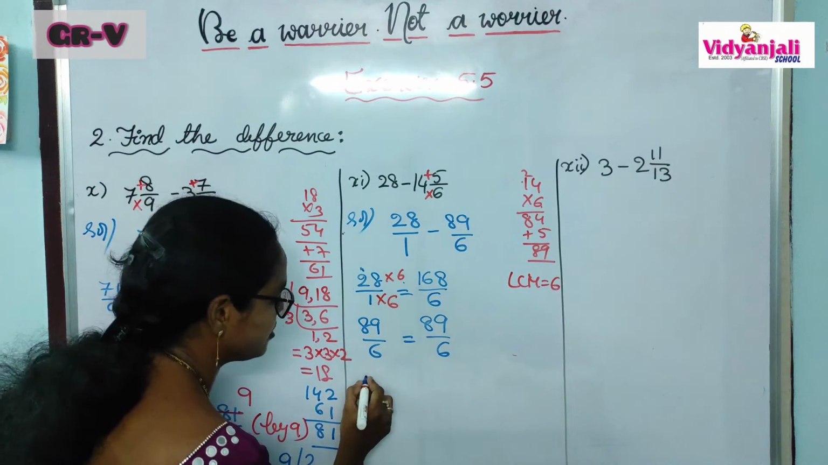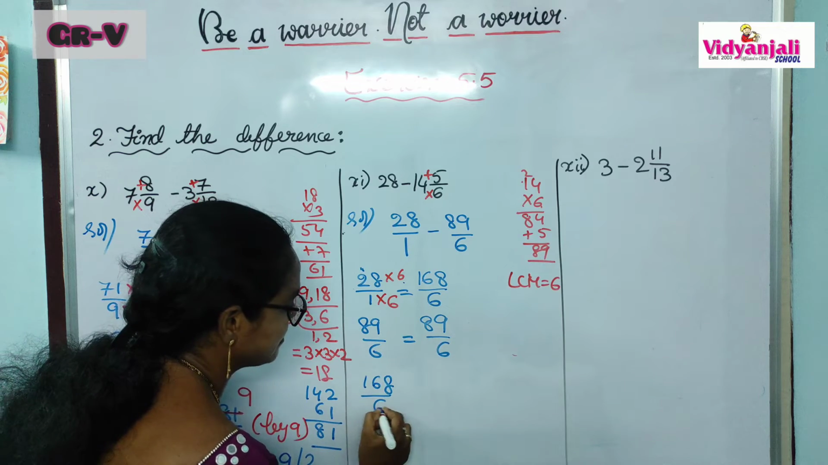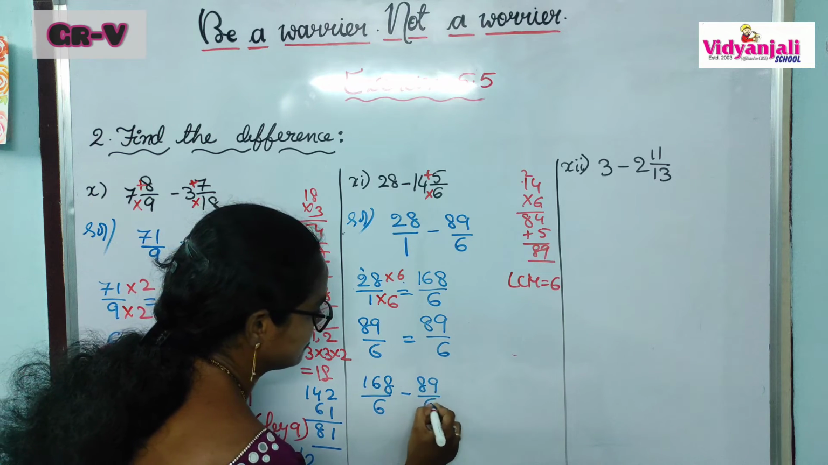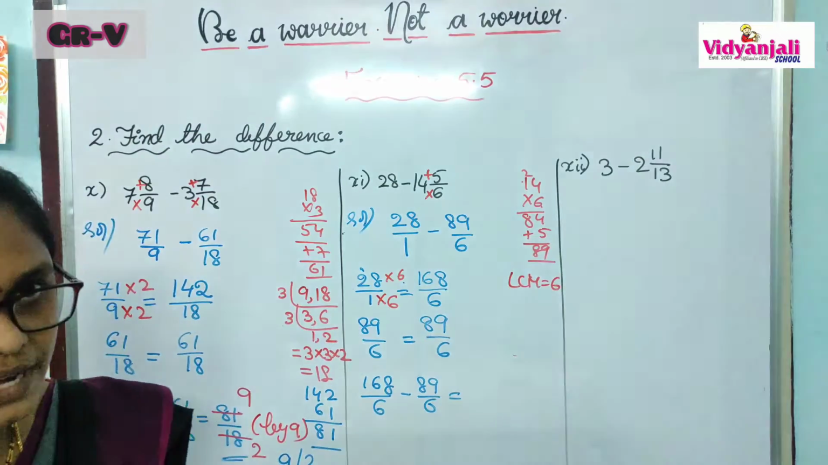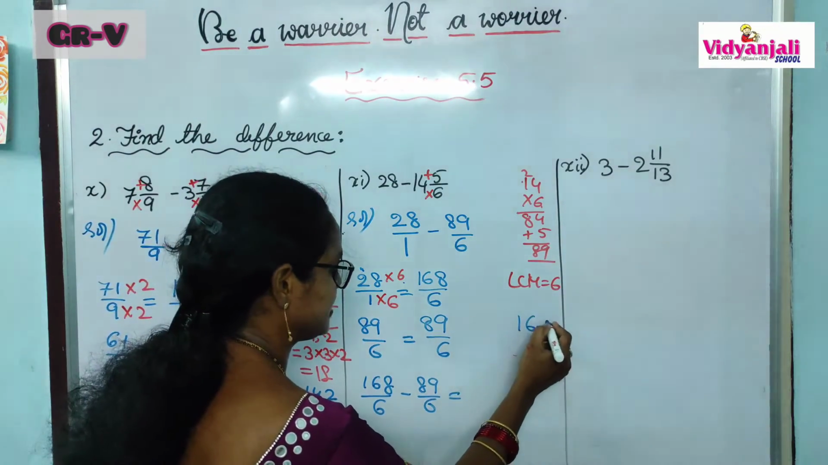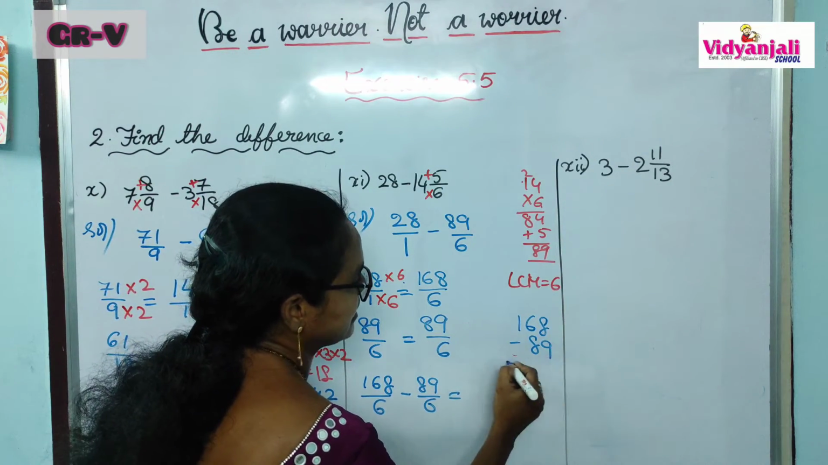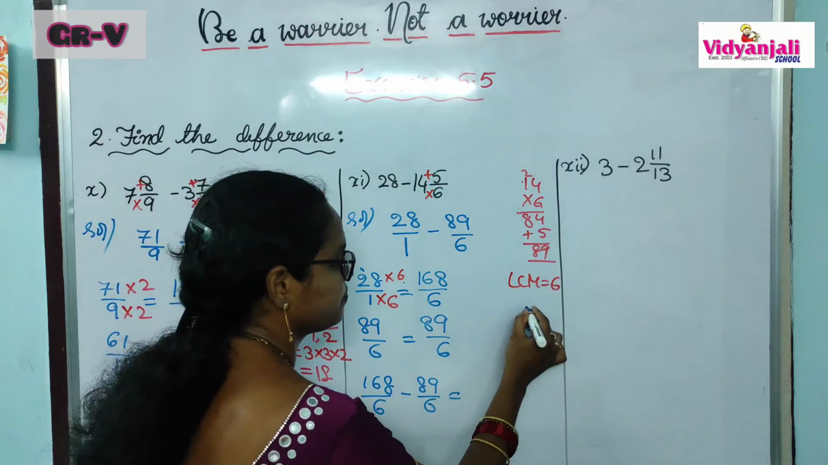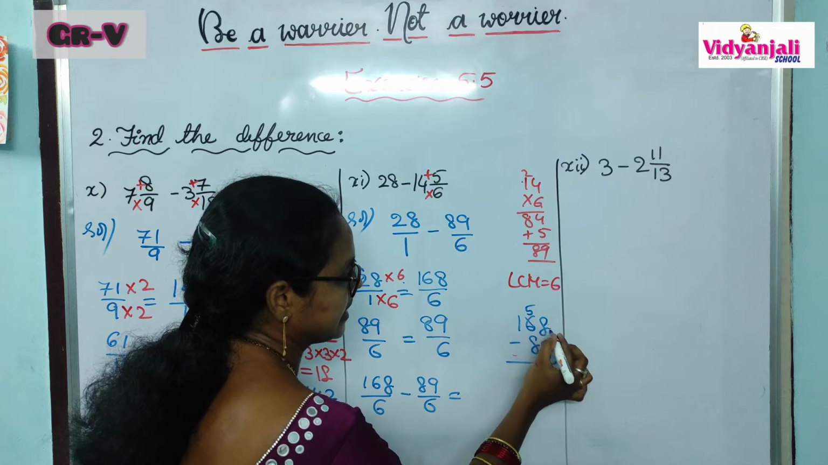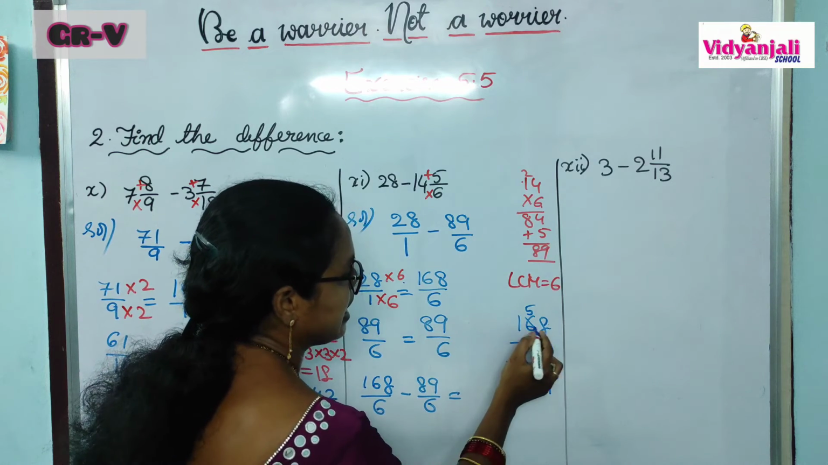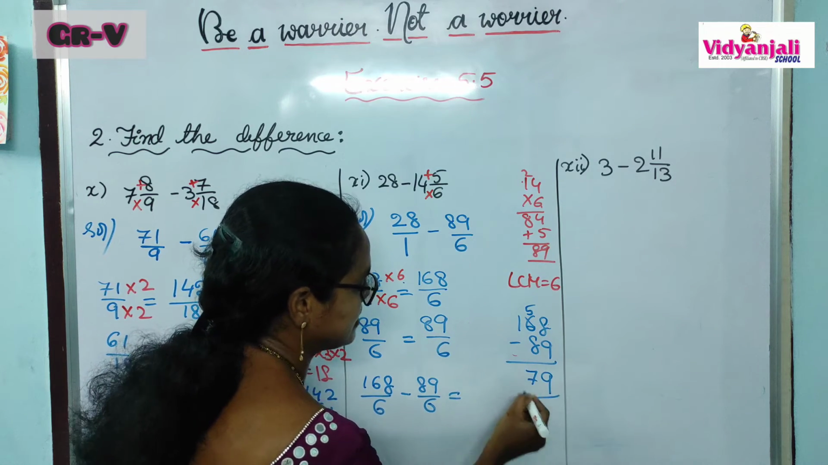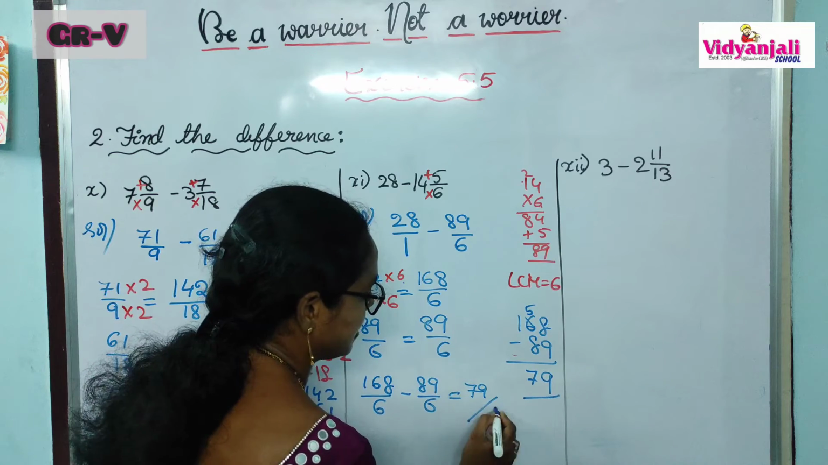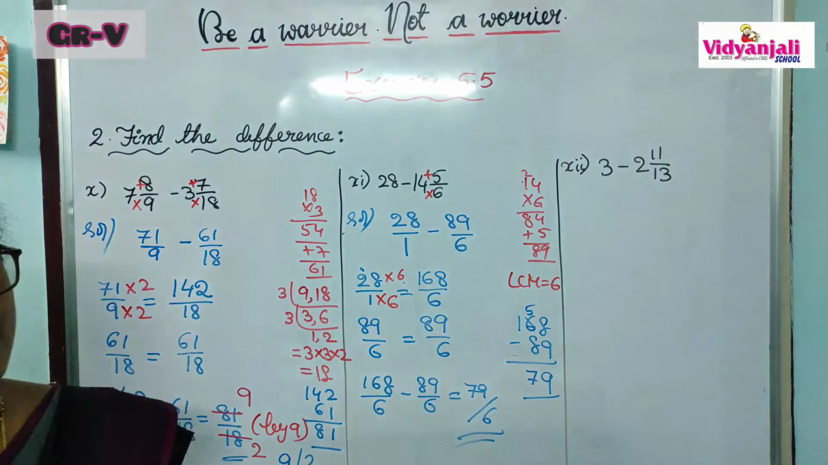Take these two fractions, 168 by 6 minus 89 by 6. Let us subtract the numerators, okay? 168 minus 89. So, 8 from 8, it's not possible. So, let's borrow. It is 18. 18 minus 9 is 9. And then 15 minus 8 is 7. So, 79 by 6 is the difference, okay?